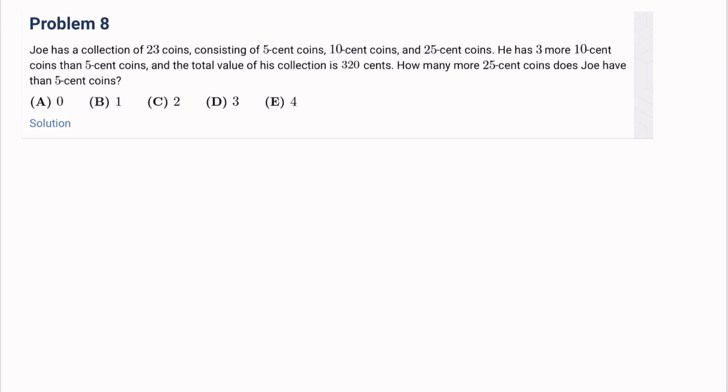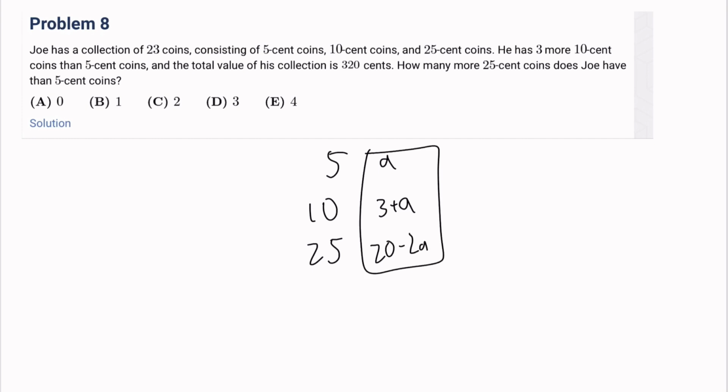25-cent coins. He has 3 more 10-cent coins than 5-cent coins, and the total value of his collection is 320 cents. How many more 25-cent coins does Joe have than 5-cent coins? Okay, so Joe has 5-cent coins, 10-cent coins, and 25-cent coins. Let's say he has A 5-cent coins, then he has 3 more 10-cent coins than 5-cent coins, so this would be 3 plus A, and it's 23 coins total. So 25-cent coins would be 20 minus 2A because the sum of all this would have to be 23, right?